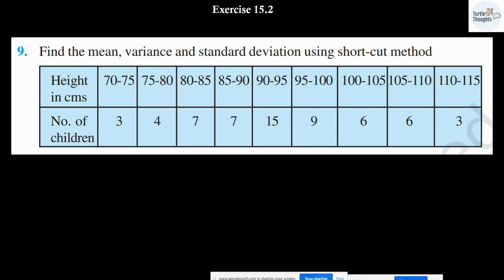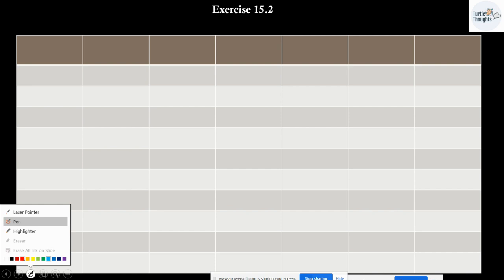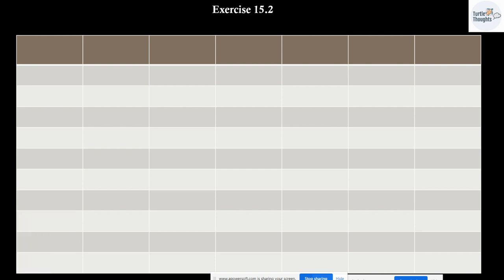Question number 9. Find mean, variance and standard deviation using shortcut method. Height is given, number of children is given. Height can be your xi and your number of children can be taken as fi. Let me make the note on the table. So first I have my class interval. I can write class interval as well.